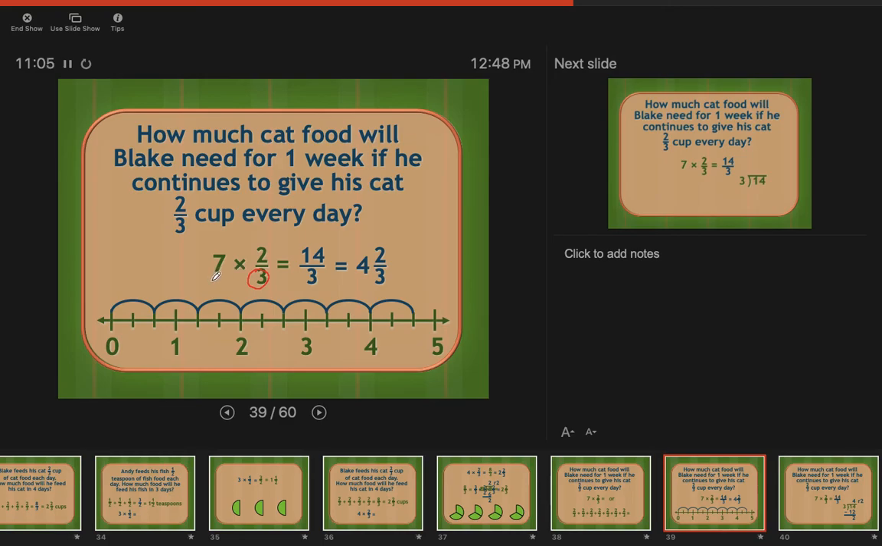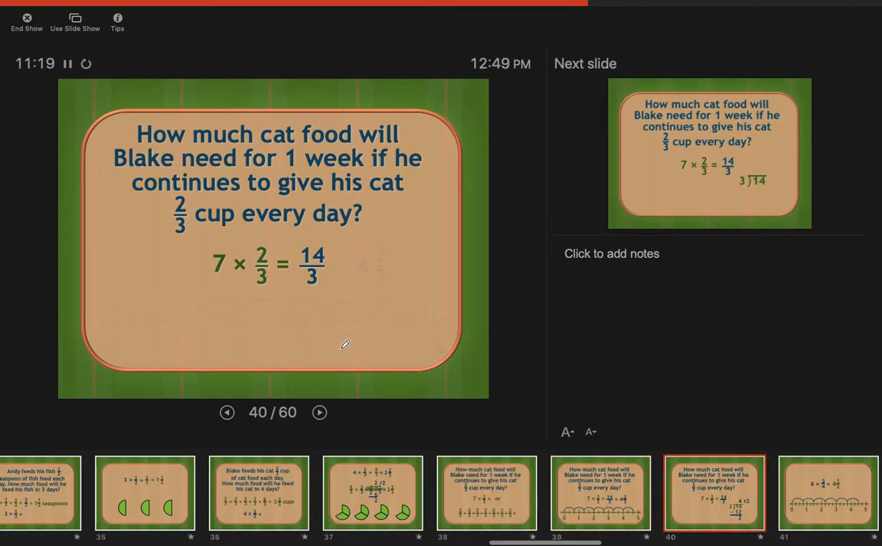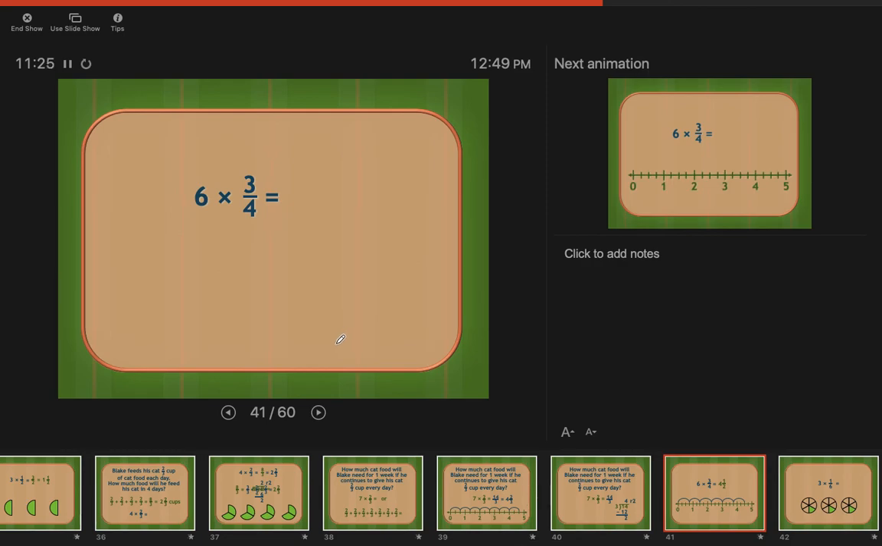Or if you multiplied this out, this was 7 over 1 times 2/3. Multiply your numerators: 7 times 2, which is 14. 1 times 3 is 3. What is 14/3 as a mixed number? 4 and 2/3. Again, the other way that you can find your mixed number is by dividing.